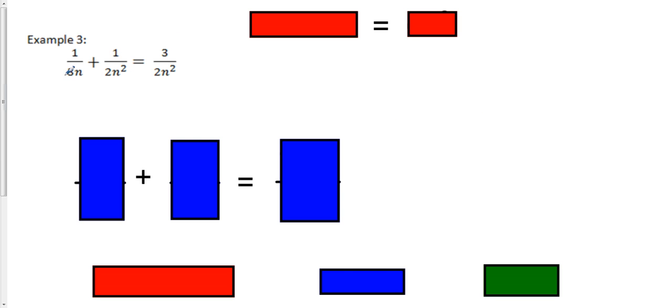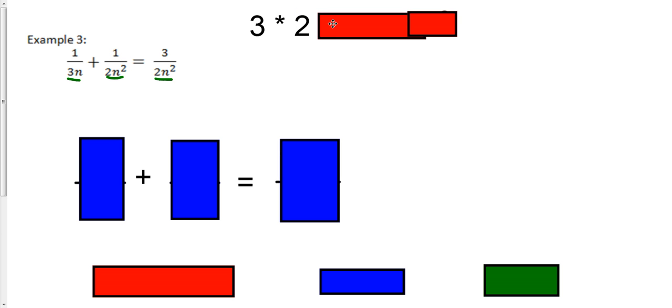Here we have 1 over 3n plus 1 over 2n squared equals 3 over 2n squared. Looking at our denominators, 3n, 2n squared, and 2n squared, we notice that in our coefficients there's a 3 and there's a 2. So we're going to need to include both of those as factors for our least common denominator. As well, all of these have an n in them. Now we don't want to include just n, we need to make sure we're looking at the highest power. This is n to the 1, n to the 2, n to the 2, so we need an n to the 2 to be part of our LCD.